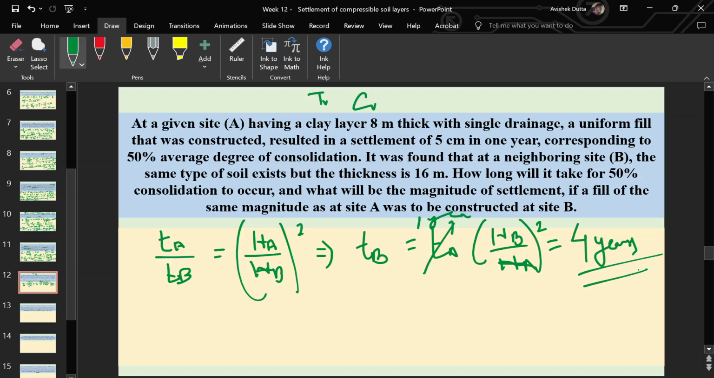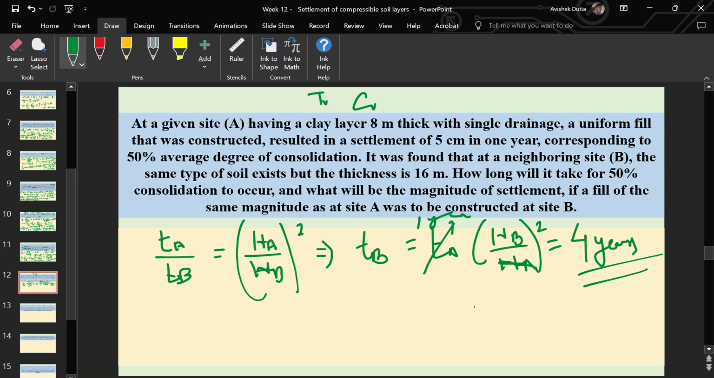Sir, you can assume any drainage, since it's not mentioned. Yes, obviously any drainage, same condition. Okay, same condition, same thing. So double drainage, 2 gets cancelled. Single drainage, there is no question of 2. Okay.